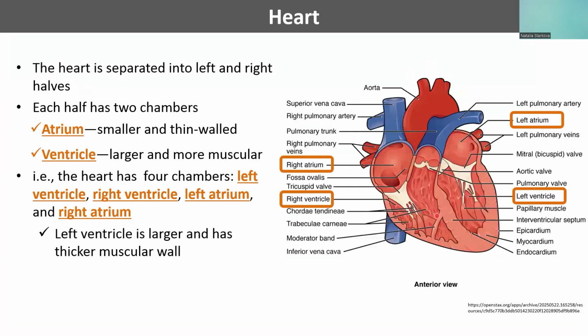The heart has two halves, left and right, and each half has two chambers. So altogether there are four chambers of the heart, two atria and two ventricles. On the right side, we have the right atrium and right ventricle, and on the left side, we have the left atrium and left ventricle. It's not seen from this picture, but the left ventricle is larger. It's kind of roundish in cross section, and it has a thicker wall.